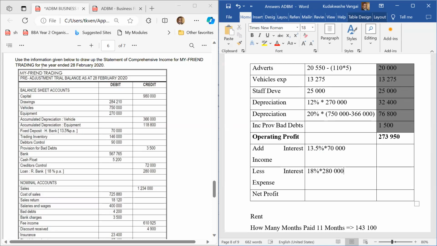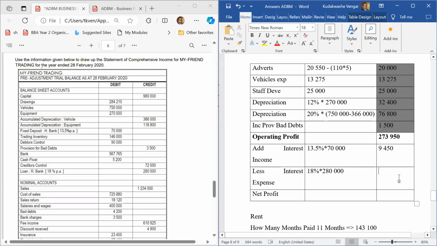So 13.5%, 0.135, multiplied by 70,000. And then you have 9,450. And then 18% multiplied by 280.